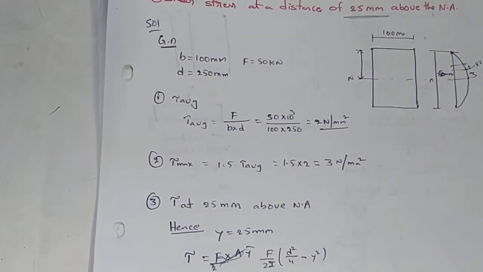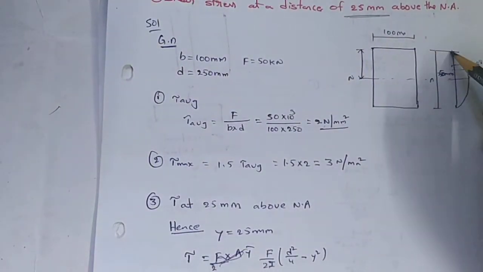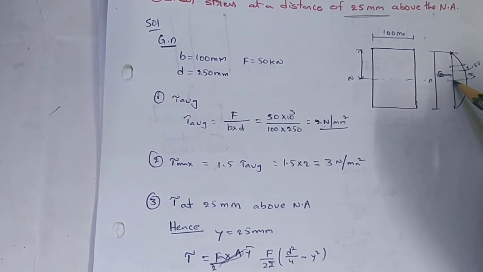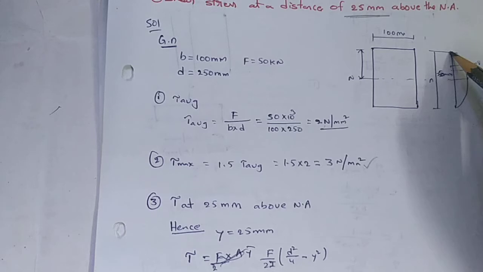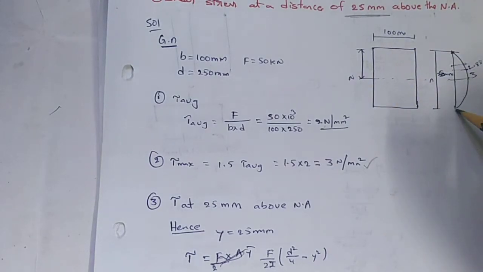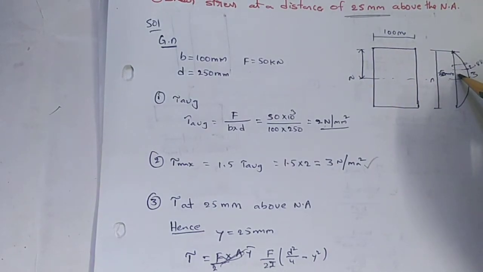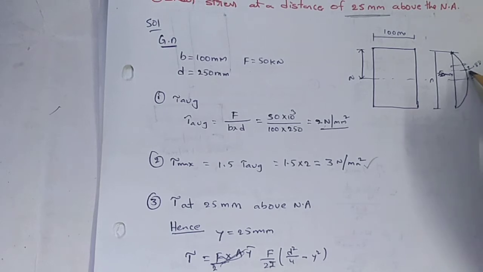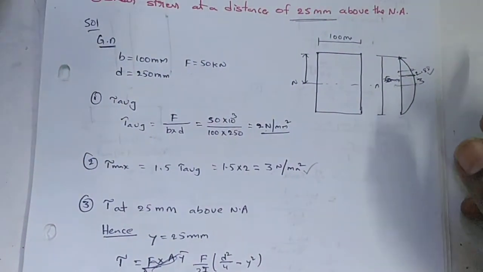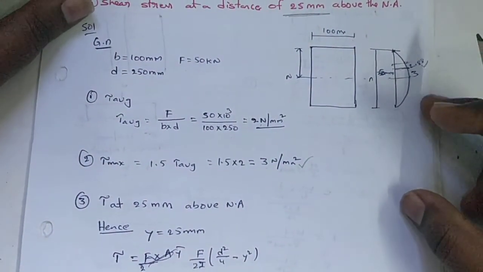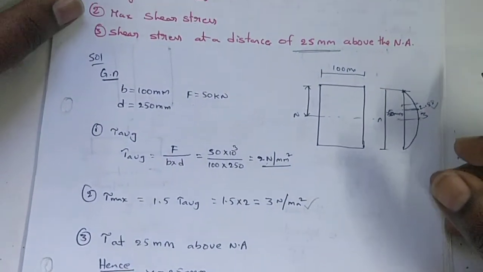Now we need to draw the variation of shear stress along the depth of the beam. At the neutral axis, it is maximum, that is 3 Newton per millimeter square, and at the top surface and bottom surface it is 0, and at 25 mm above the neutral axis it is 2.88 Newton per millimeter square. It is the shear stress distribution along the depth of the beam.